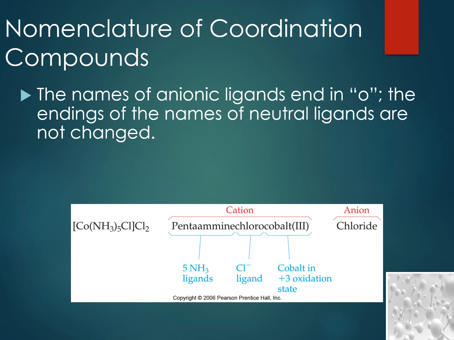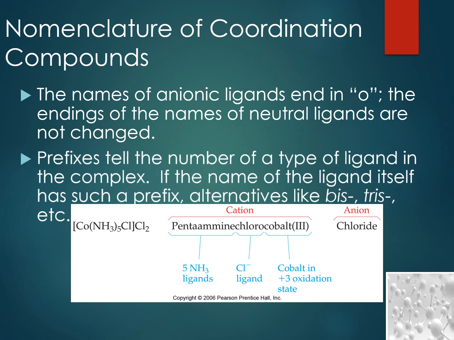The order of naming of the ligands. All ligands, whether they are negative, neutral or positive, are named in alphabetical order, followed by the name of the metal atom. The prefixes tell the number of each type of ligand in the complex. If the name of the ligand itself contains a prefix, alternatives like bis, tris, tetrakis, etc. are used.